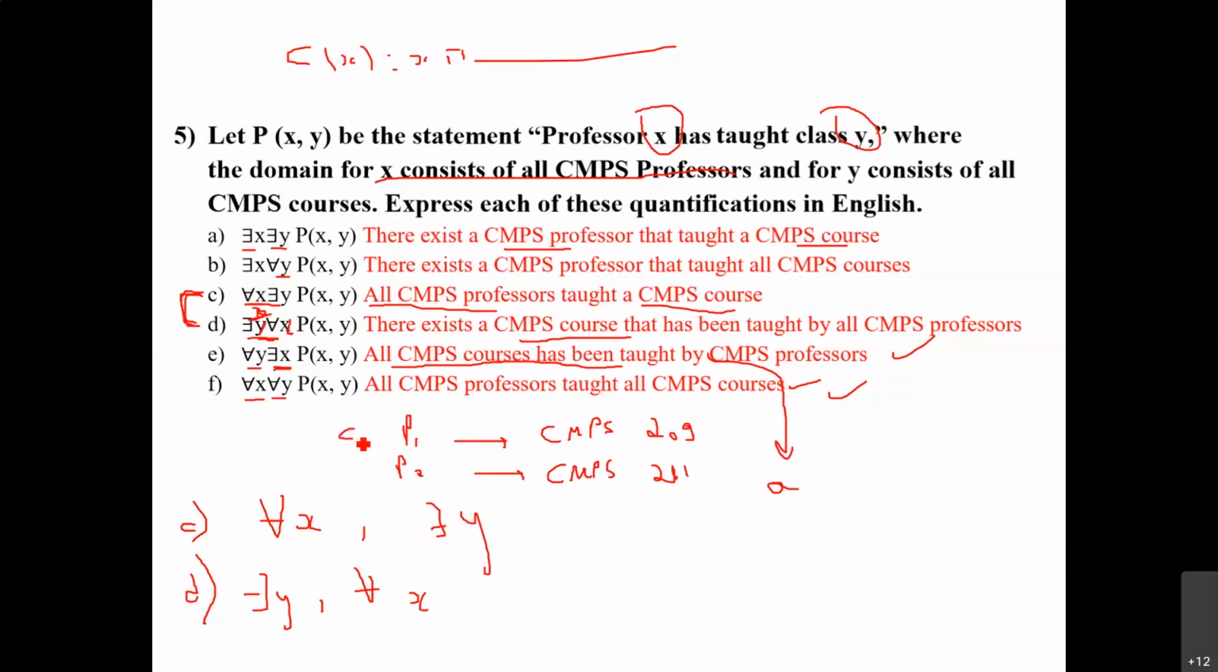This is part C. Part D is saying, no, there exists some course that was taught by all the CMPS professors. So for example, CMPS 211 was taught by Professor 1, Professor 2, and whatever number of professors you have. Okay, so they might look the same, but they're actually different. So thank you, Ahmad, for letting me look at this again.